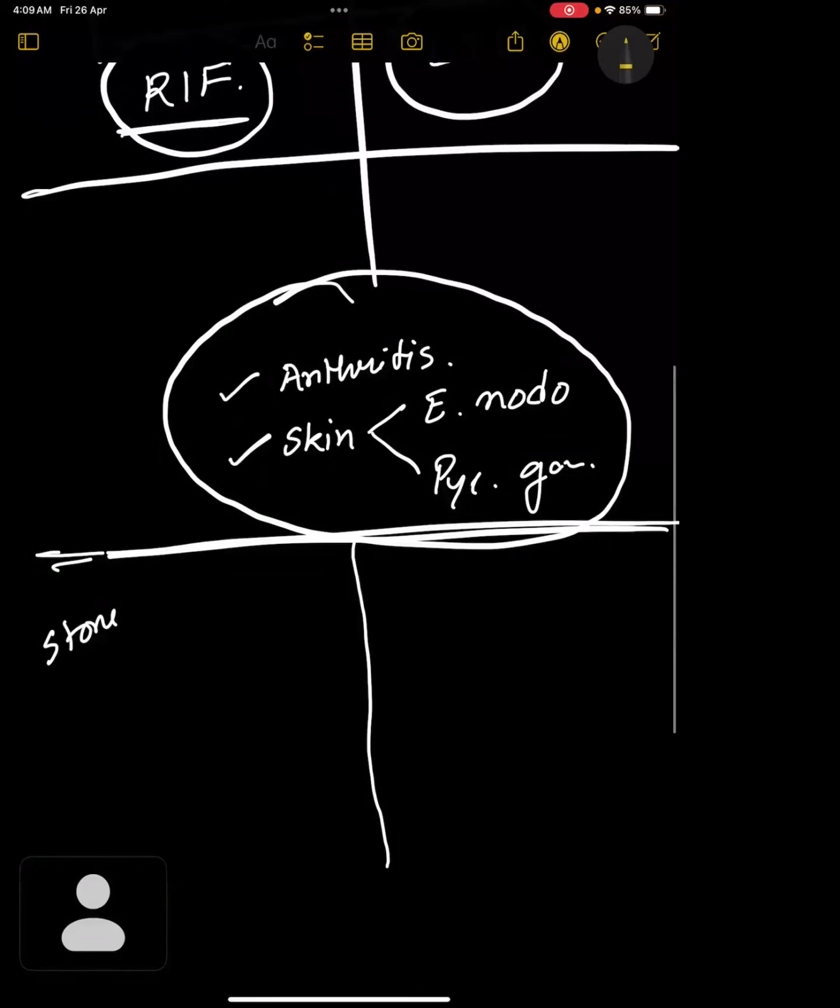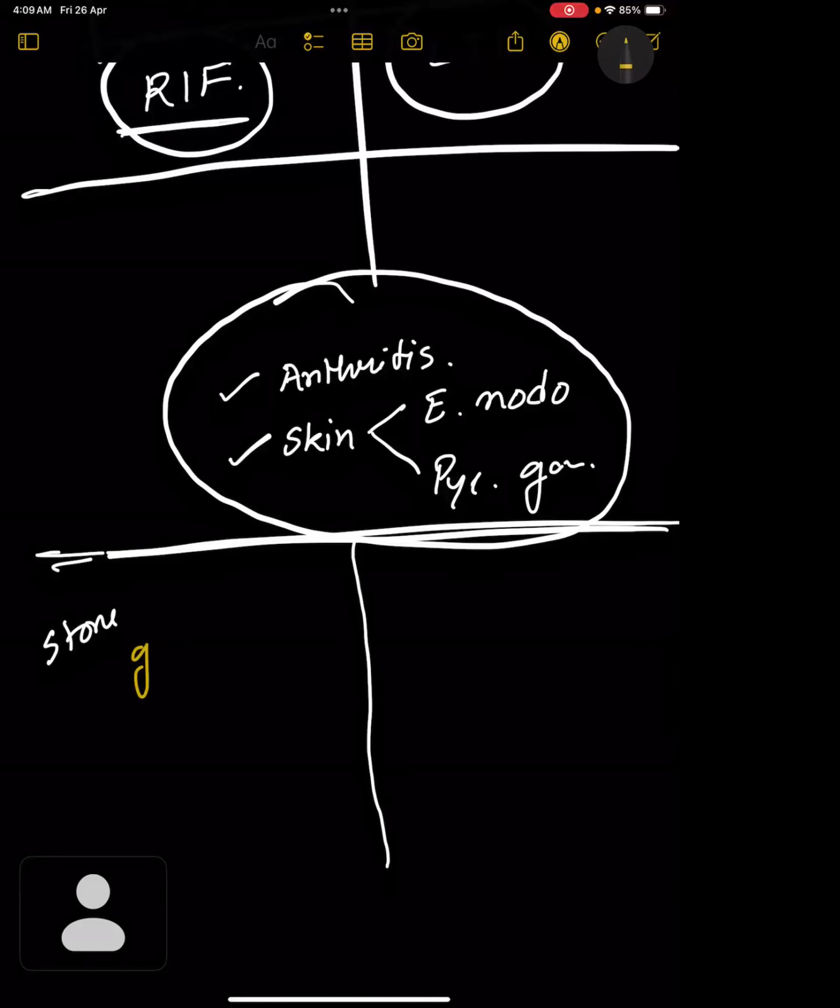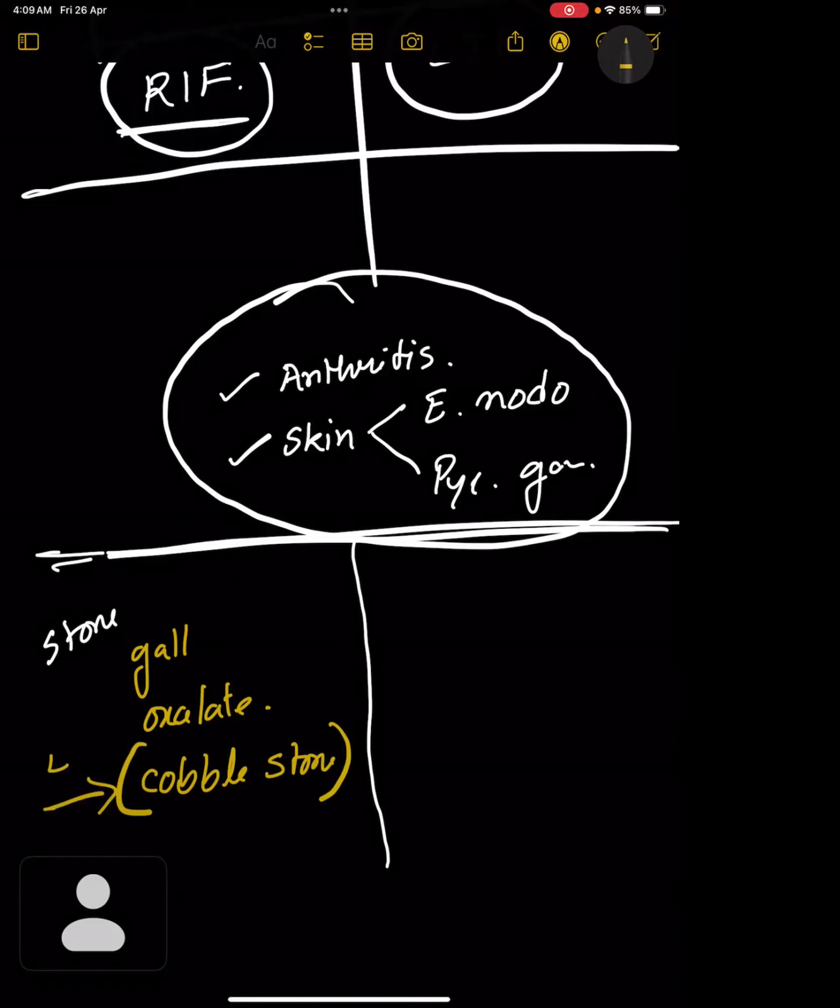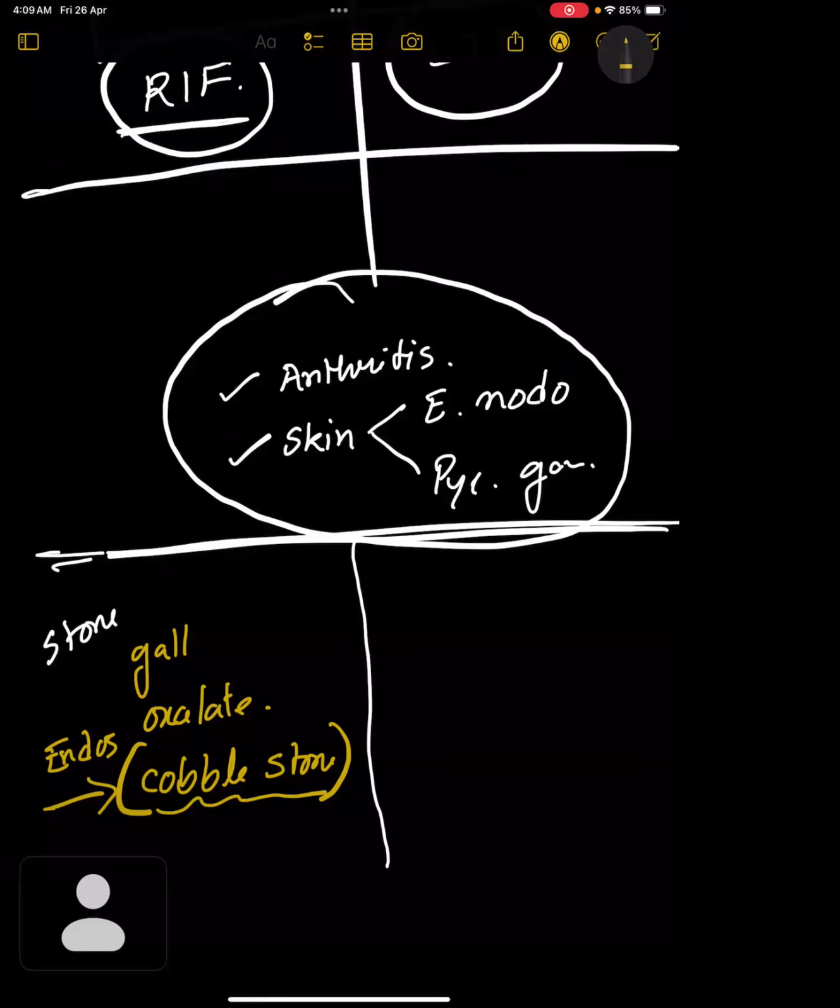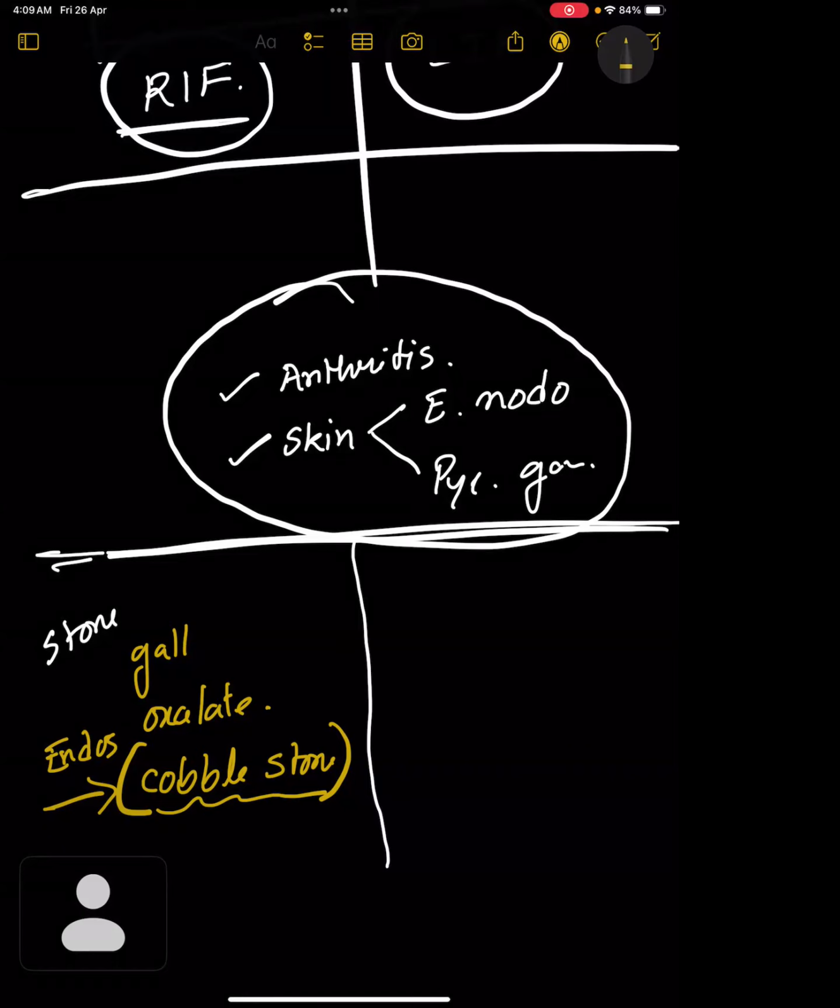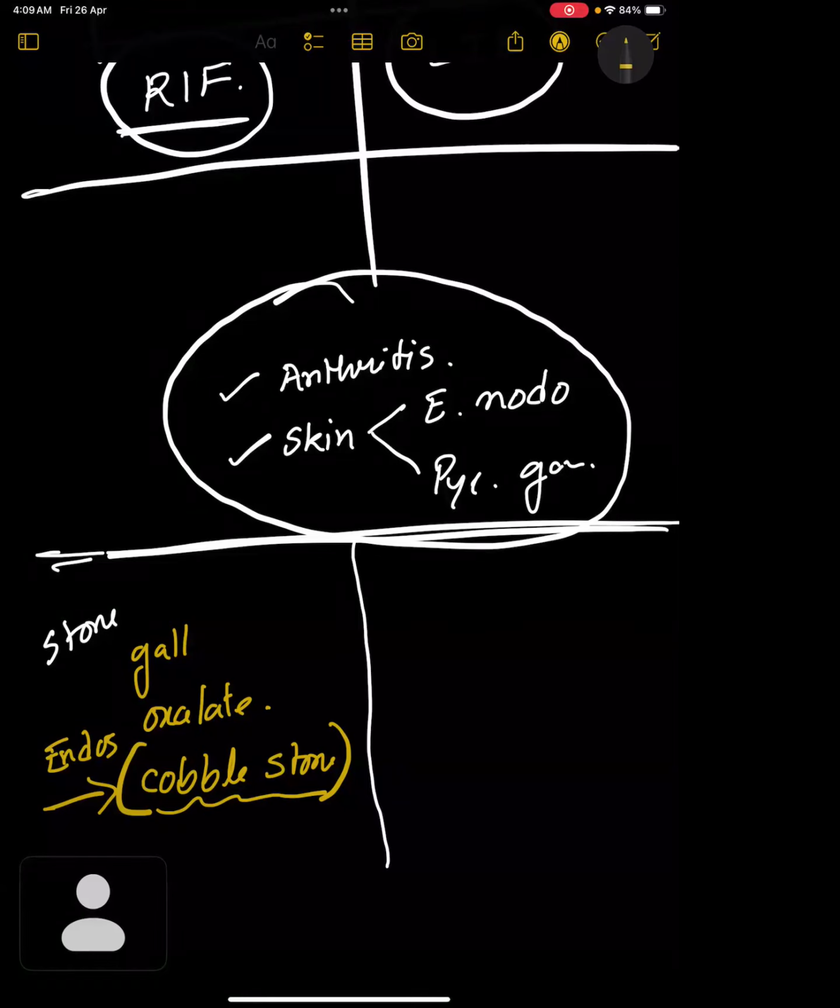So what are the stones? Gallstone, oxalate stone. Another is cobblestone. This is actually the cobblestone you will get in your endoscopy. I will show you the picture. This is actually an endoscopic feature. If you put a pipe through that GI tract, you can see this is the cobblestone appearance. So all the stone related things, very easy to remember, are commonly with Crohn's.